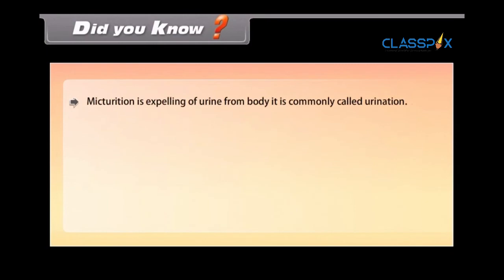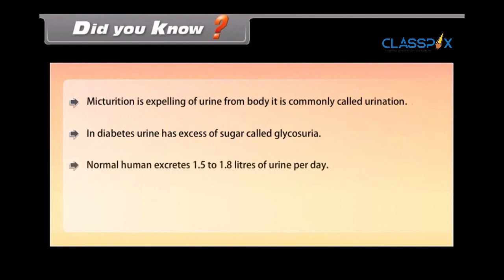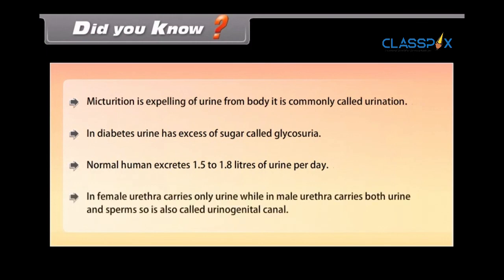Did you know? Micturition is expelling of urine from the body. It is commonly called urination. In diabetes, urine has excess of sugar, called glycosuria. A normal human excretes 1.5 to 1.8 liters of urine per day. In females, the urethra carries only urine, while in males, the urethra carries both urine and sperms, so it is also called the urinogenital canal.